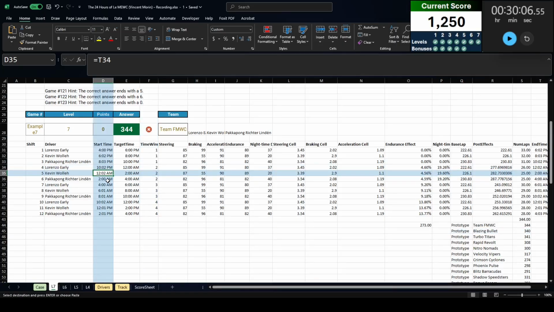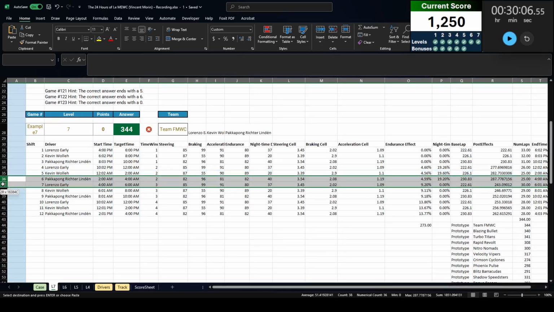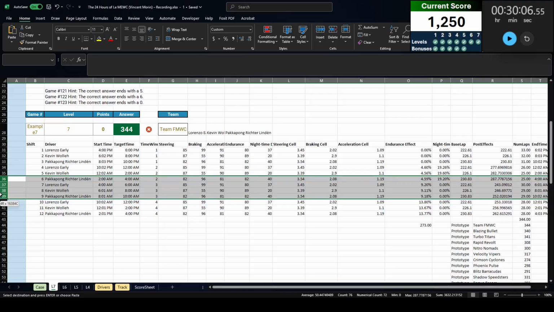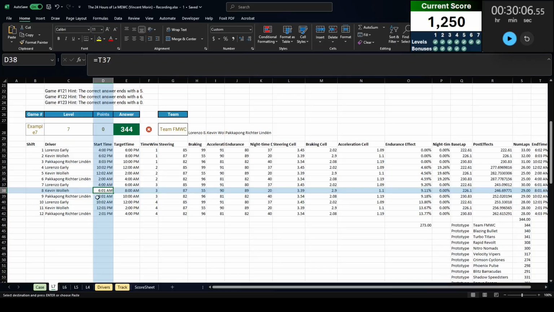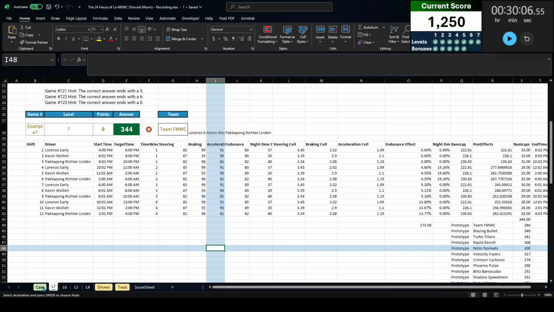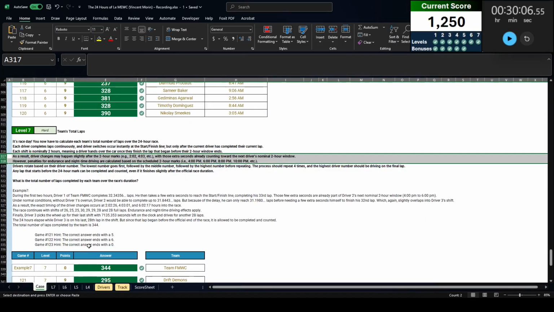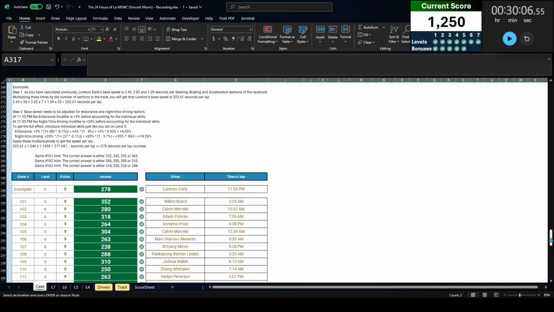Now, looking here, I'm noticing these two shifts are starting directly on the hour. These two shifts are starting 1 minute after the hour, 2 after the hour. So I mean, really, maybe it is just that small that it didn't have much of an effect on the overall case. But otherwise, that is my solve for the 24 Hours of Le MEWC.